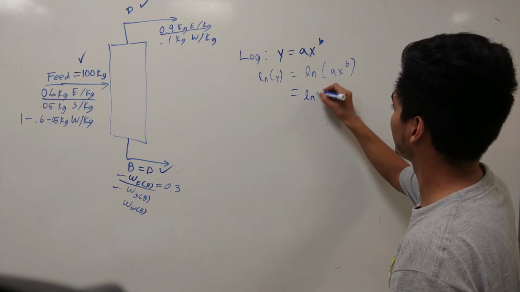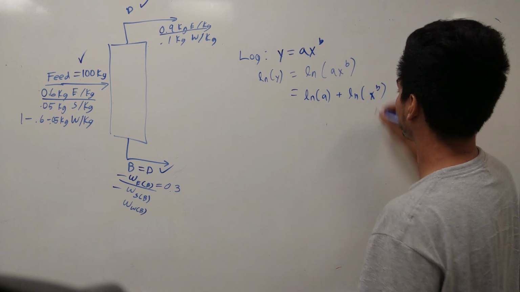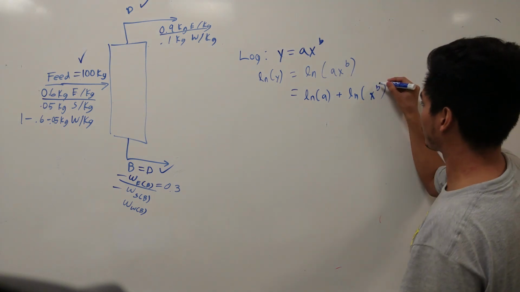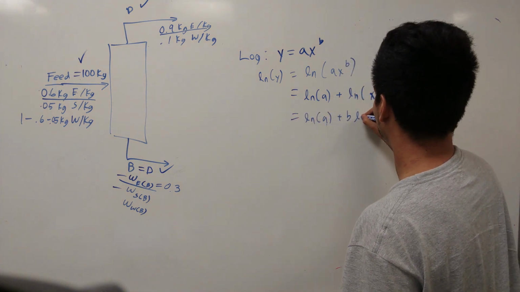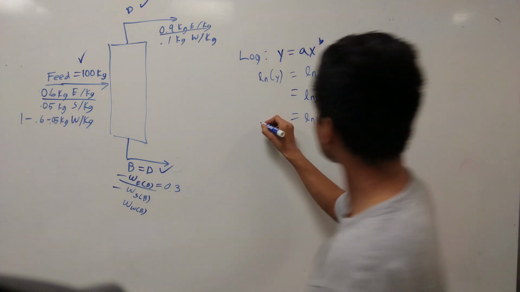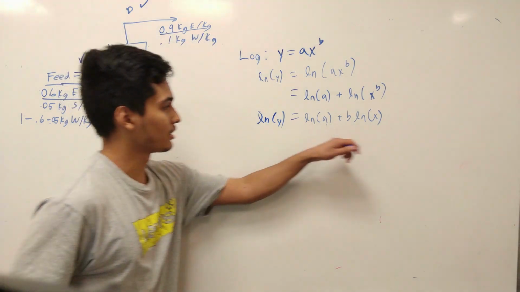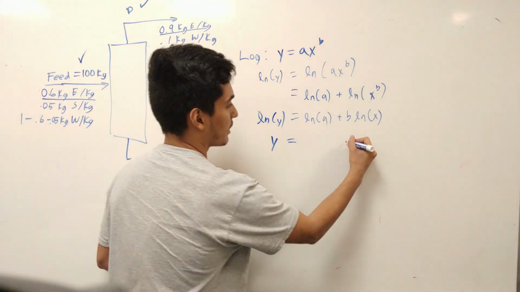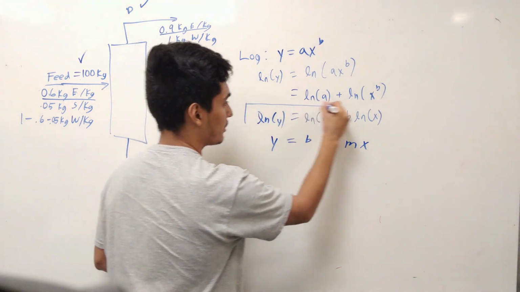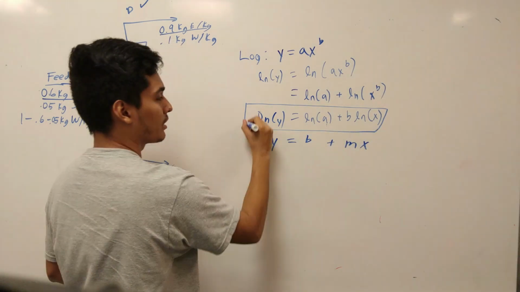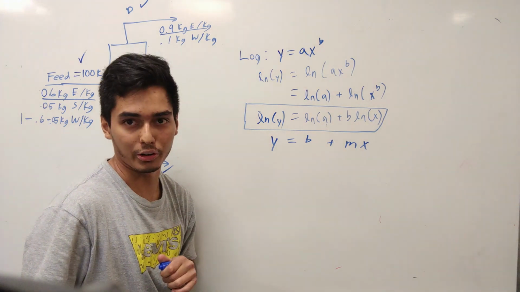And because of these rules, you can separate it like this, x to the b. So now we're just adding them together. But remember how you can pull down this b over here: ln of a plus b ln of x. Does that look a little familiar? Hope it does. Doesn't it kind of look like y equals mx plus b? So now we converted the power law into a linear form.